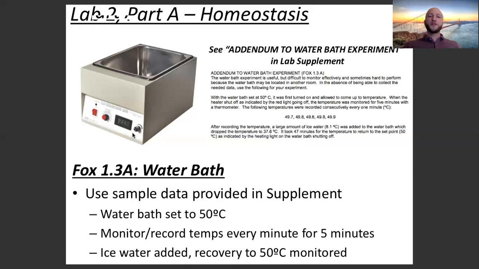We're then gonna record the temperature. We have a thermometer that we put in, and we're gonna record the temperature every minute for 5 minutes. And what we're gonna find is that the temperature is 50 degrees, 50 degrees, 50 degrees, 50 degrees each time. After those 5 minutes, we're going to put a large amount of ice inside the water bath. Think about what's going to happen to the water temperature when we put the large amount of ice inside the bath.